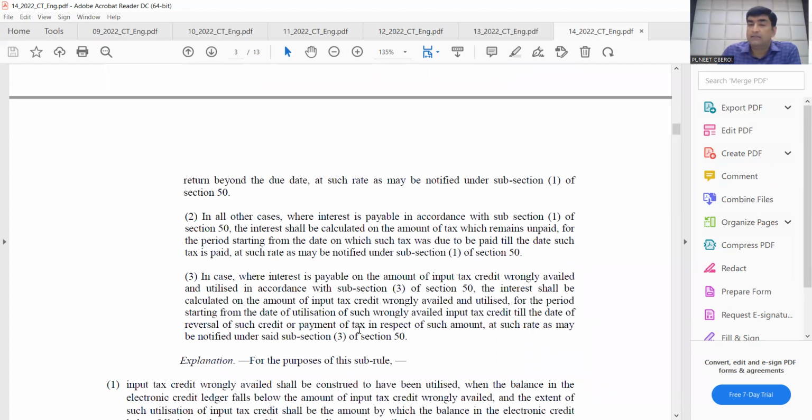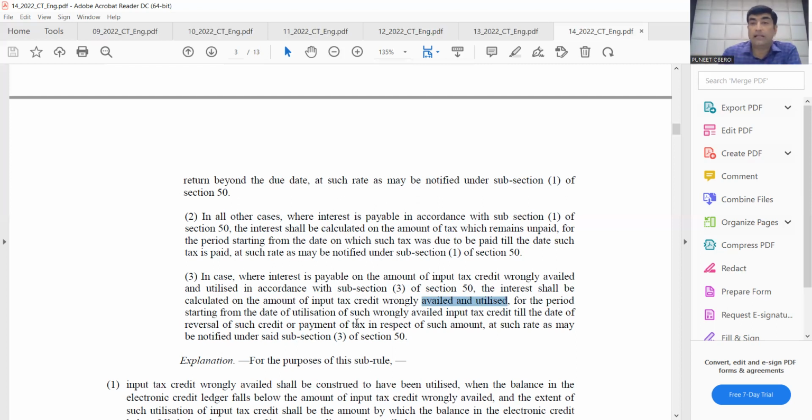As far as subsection 3 of section 50 is concerned, again, they have specified in detail how this calculation will be made in case there is a wrong availment of ITC. In case there is wrong availment of ITC and it is utilized. Now, the words which have been used are availed and utilized. So, if you have availed but not utilized, no interest is required to be paid. Interest will be required to be paid only when you have availed and also utilized it. Okay. So the interest will be paid from the date of such utilization up to the date of the reversal of that ITC.